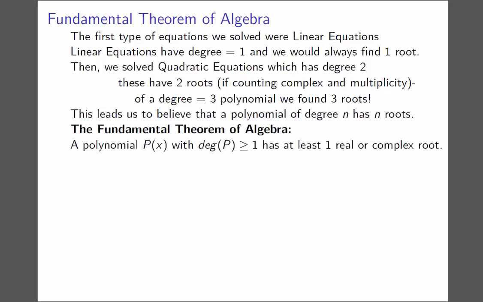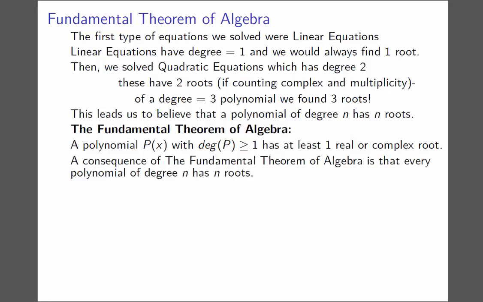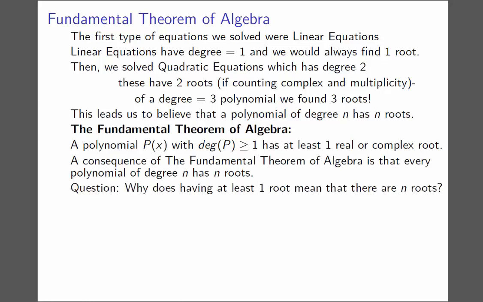The fundamental theorem of algebra says that a polynomial p of x, with degree of p bigger than or equal to 1, has at least one real or complex root. A consequence of the fundamental theorem of algebra is that every polynomial of degree n has n roots. Well, why does having at least one root mean that there are n roots?